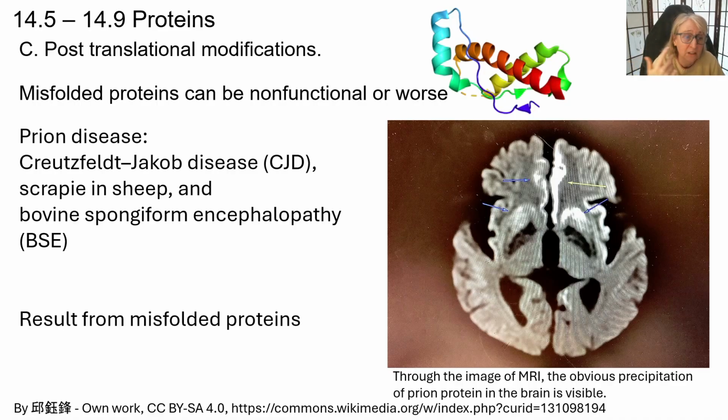Creutzfeldt-Jakob disease, scrapie in sheep, and mad cow disease, which is BSE, all result from misfolded proteins. They tend to dramatically affect the brain. This is an MRI. You can see the proteins being precipitated inside of this. That means they are interfering with how the brain actually works.